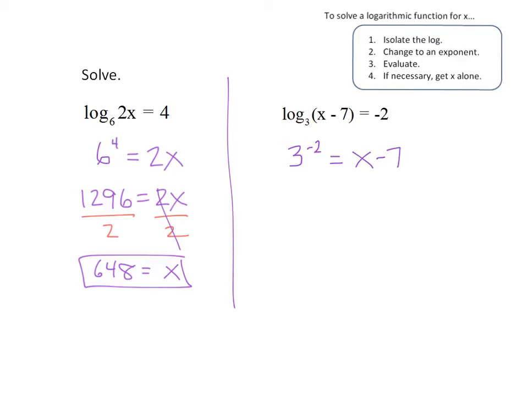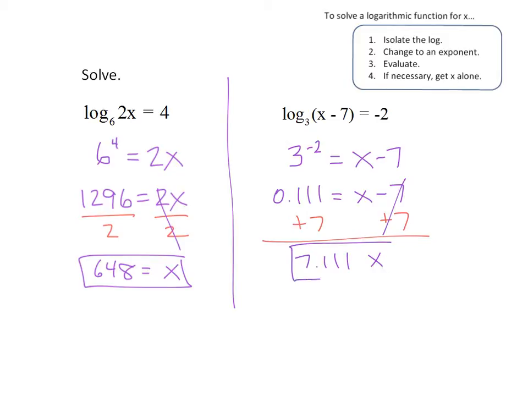Now we evaluate. We have 3 to the negative 2. Most of us anyways will use our calculator to compute that, and it is 0.111. All right, and then we are going to add 7 to both sides to get x alone. So we add 7 to both sides, and we get x equals 7.111.